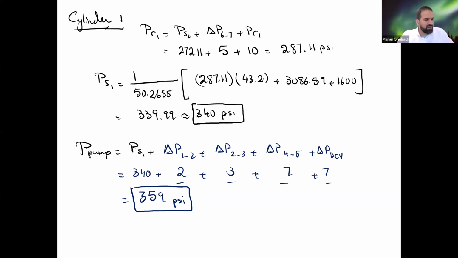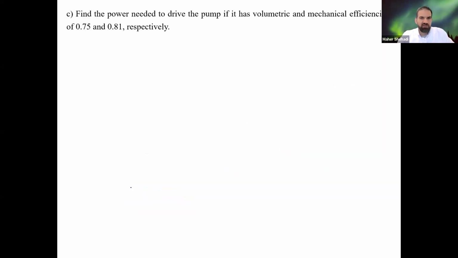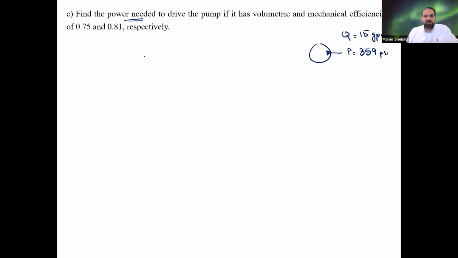All right, next we need to find the power needed to drive the pump if it has volumetric and mechanical efficiencies of 75% and 81% respectively. I need to know now the power needed to drive that pump. I have the pressure. It's 359 psi, and the flow rate Q dot, or just Q, it's 15 GPM. That's the information I have.